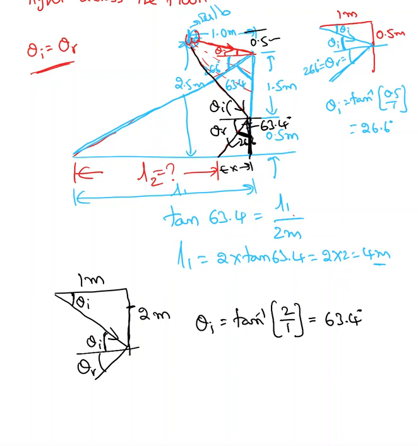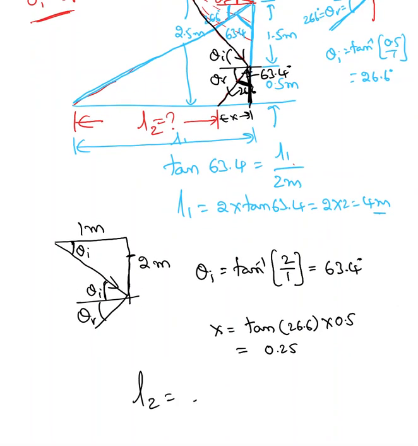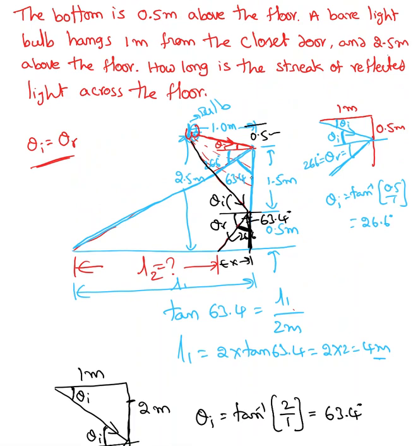Now I know this height, and I know the angle. Let me call this x. Can I find the x value? x equals tan 26.6 times 0.5, which is 0.5 times 0.5, so x is 0.25. From this, can we find L2? L2 equals L1 minus x. L1 is 4, x is 0.25, so it is 3.75 meters. So the light ray reflecting on the mirror is going to fall in a length of 3.75 meters. I will stop this video here, but I will continue solving more examples in the next video. Thank you.